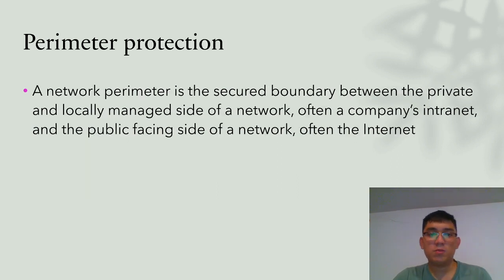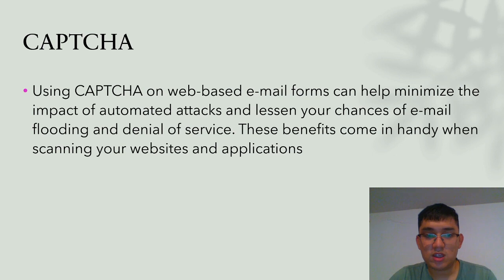The next one is perimeter protection. A network perimeter is a secured boundary between the private and locally managed side of the network. Often a company interacts on the public-facing side of a network, often the internet. And the last one is CAPTCHA. Using CAPTCHA on web-based email forms can help minimize the impact of automated attacks and lessen your chance of email flooding and denial of service. This benefit comes in handy when scanning your website and application. So that is all for the prevention of mass emailing.